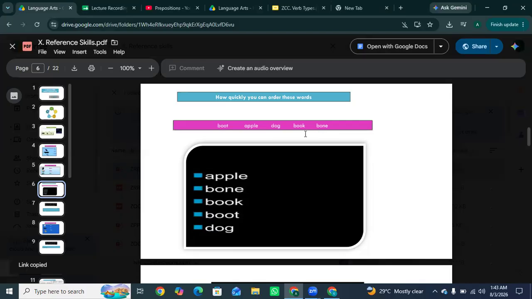B, O is the same in all three words. So look at the third letter, O, O, and N. So bone comes first, then boot and book. Look at the last letter, T and K. So book, boot, and then dog.